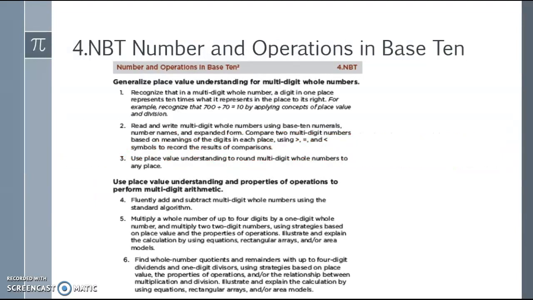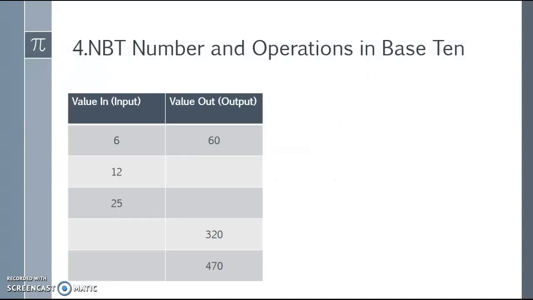Moving on to operations in base 10, there's a lot of things happening here. We're still going to add, subtract, multiply, and divide. We're going to take it a step further than we did in 3rd grade. So let's start with an input and an output table. I want to know, how do we get from the input to the output? What is the operation that we're doing? So they have an example there for us.